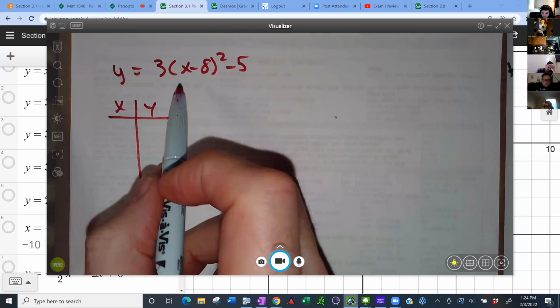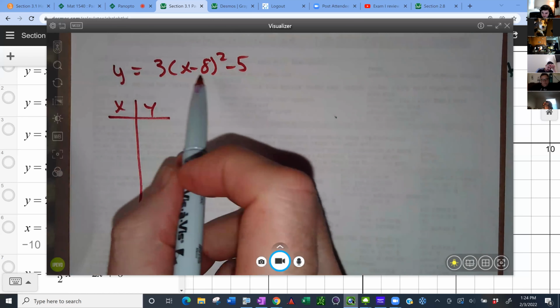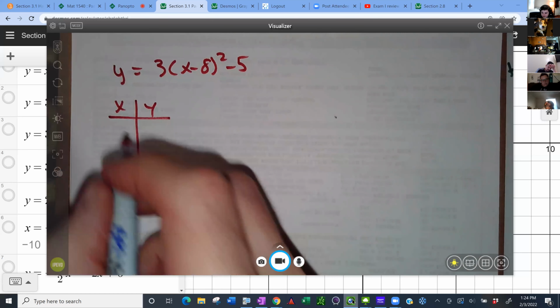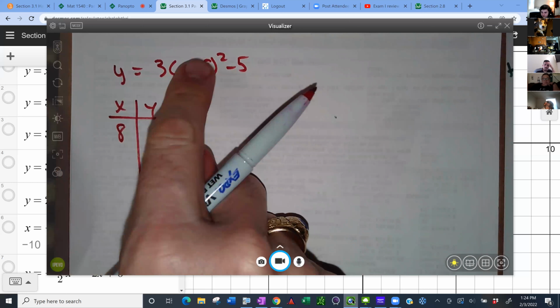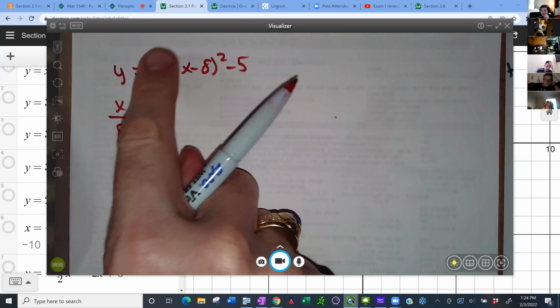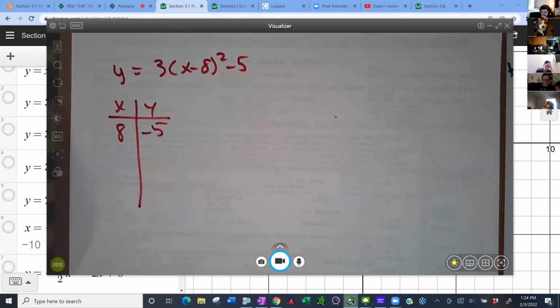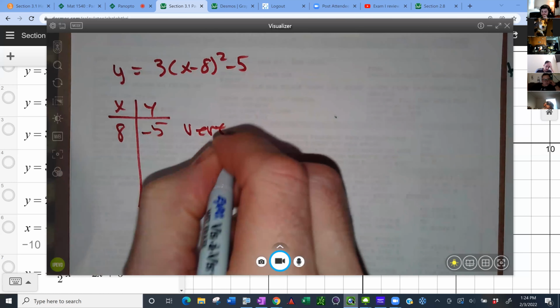What value of x would make this squared term equal to 0? Oh, 8. And if I put an 8 here, that's 0. 0 squared times 3 is still 0. 0 minus 5 would be minus 5. Perfect. So that's the vertex. It's nice to have it in this form.